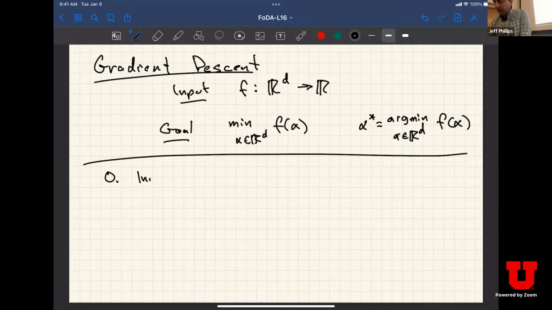The first step is to initialize. I'm going to make some guess, which I'm going to call alpha superscript 0. I'm putting the superscript inside parentheses to let you know that I'm not taking it to some power. Alpha is a multidimensional vector, so a subscript would probably represent one of the coordinates, which is why I'm using a superscript. We're going to run a bunch of steps, and the superscript will tell me what step I'm currently on.